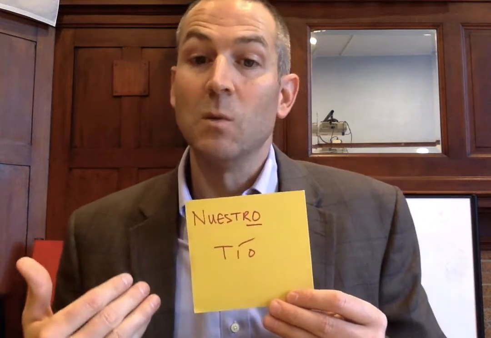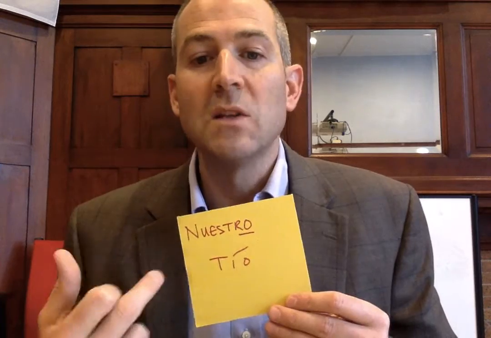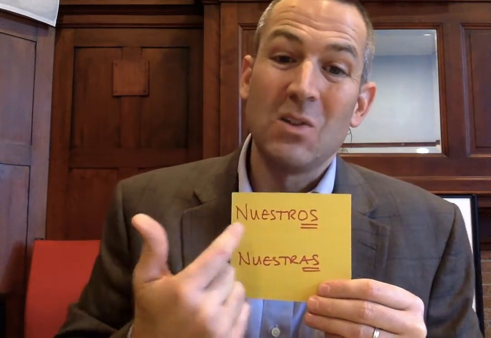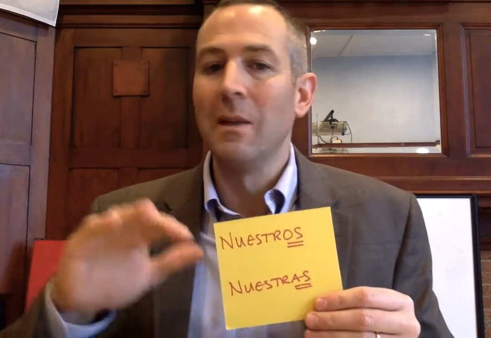Now, for instance, with something masculine and singular, like an uncle, un tío, nuestro tío. But what about an aunt? Nuestra tía. Now, what if we go plural? We've got nuestros tíos and nuestras tías. So this is the one that we've really got to focus on and make sure that we understand masculine, feminine, singular, plural, and we do the right thing. We're through that one. That's Spanish.